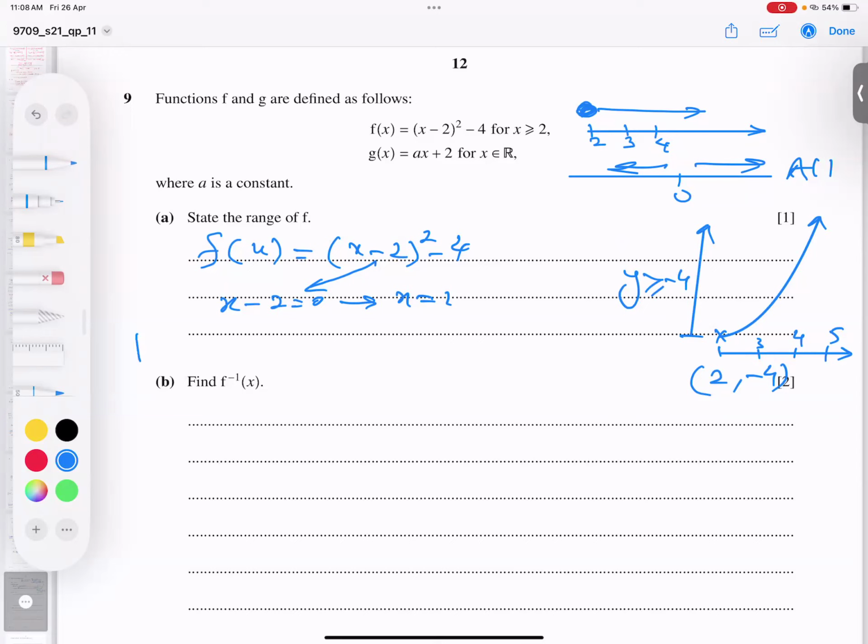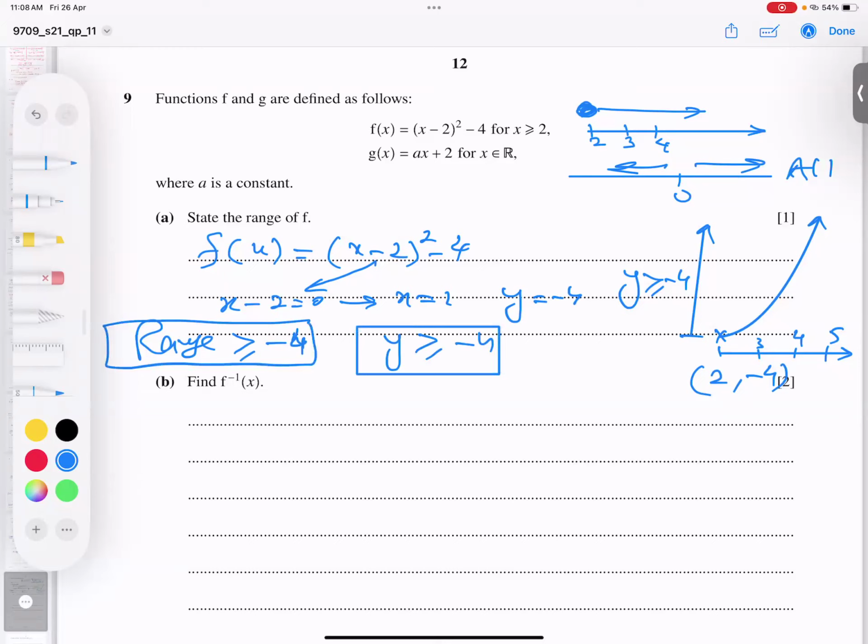So the range is what? y is actually becoming -4. So the range is bigger than or equal to -4, or some teachers write it like this even. So no problem at all. Both are okay. You write this way or you write this way. Okay, this is done. Let's go for the next.